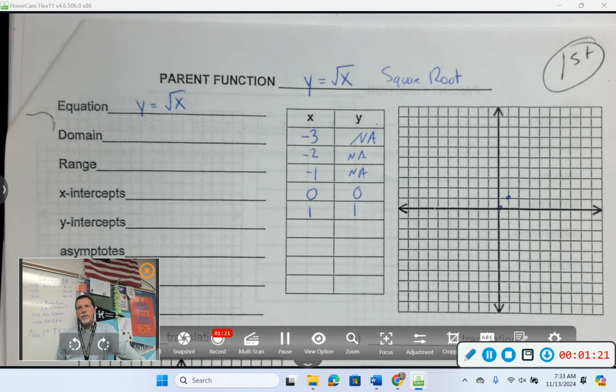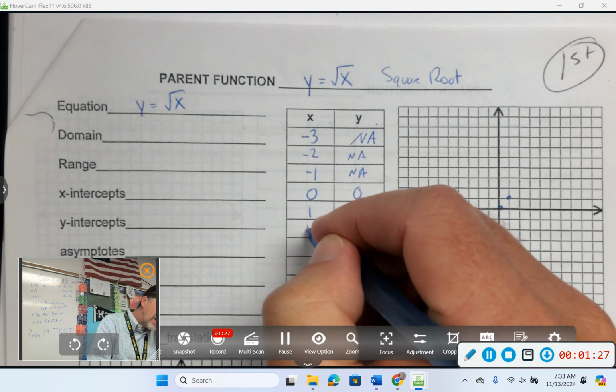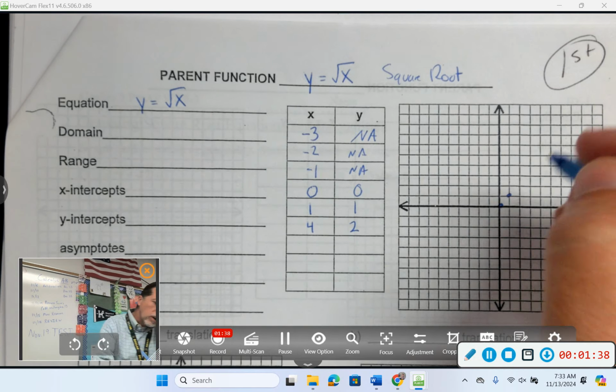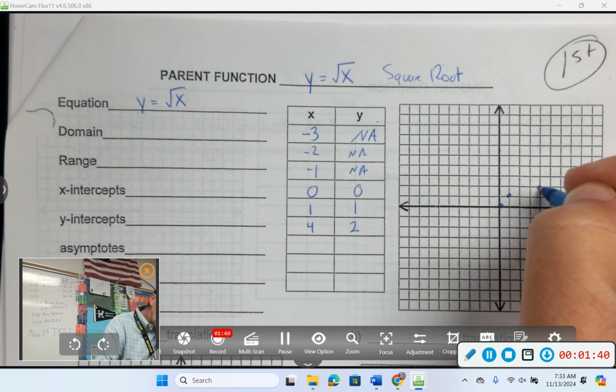Let's be smart about what we plug in next for x. We should throw a 4 in there. Why should we throw a 4 in there? Because that's a perfect square, and so it has a nice square root. That's a good way to say it. You can take the square root of 2, but you get a weird number, so let's avoid that. Let's go with 4. So 4, 2.